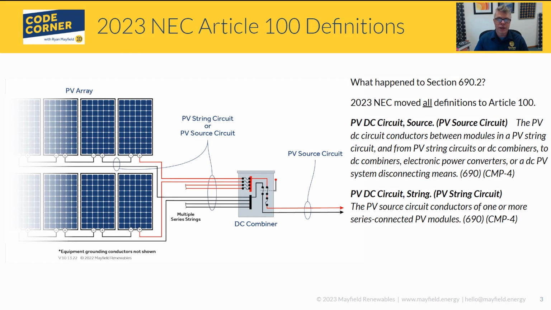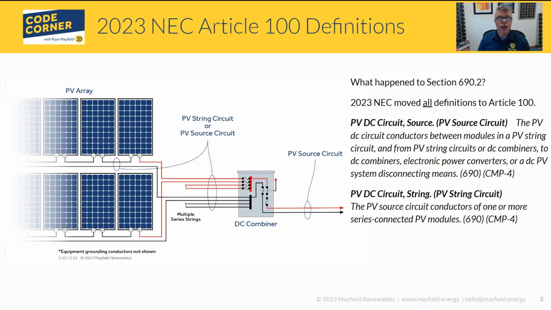Now, one of the big things that has changed, and this is a universal change within code, is the definitions for all of the articles got picked up and moved into Article 100. If you're familiar with the layout of code already, Article 100 is where all of the general definitions have always lived. And within each individual article, there were specific definitions that really only pertain to that article. The code making panels decided that the definitions should all live in one location. And so now if you're looking for any sort of a definition, you're going to go look in Article 100.